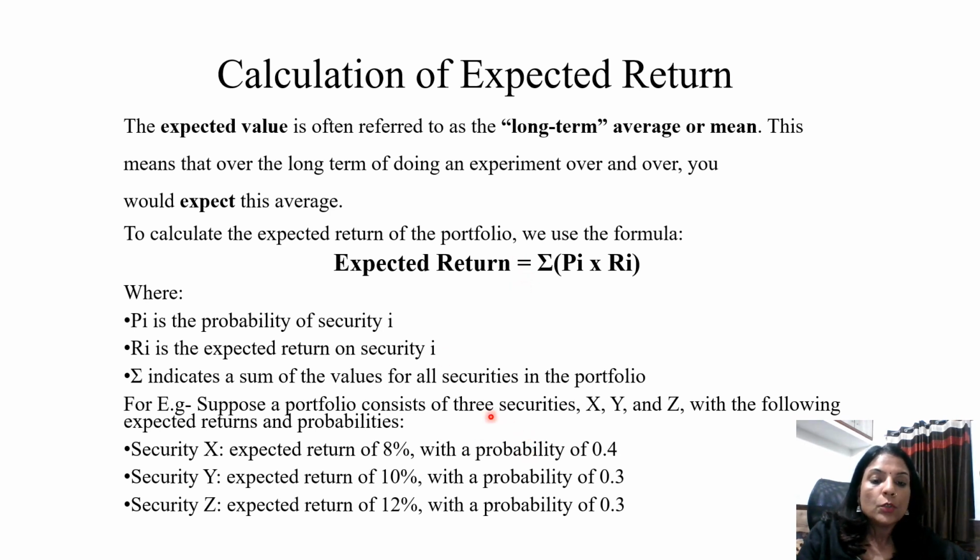For example, you have invested in three securities, X, Y and Z, with the following expected return and probability. In security X, your expected return is 8%, with a probability of 0.4. It means that the chance of getting an 8% return from security X is 0.4. Security Y has an expected return of 10% with a probability of 0.3, while security Z has an expected return of 12% with a probability of 0.3.